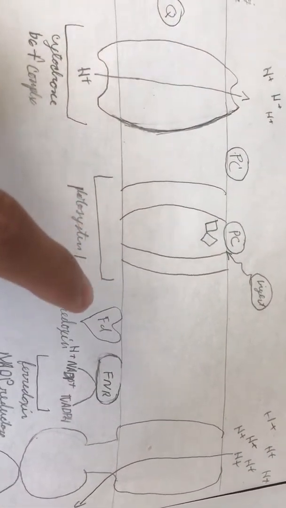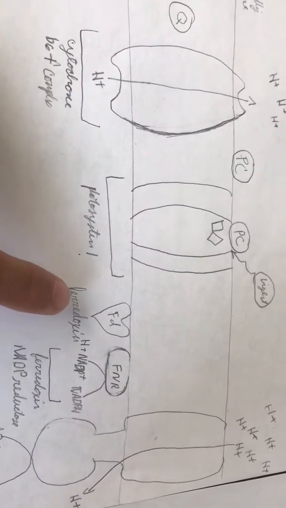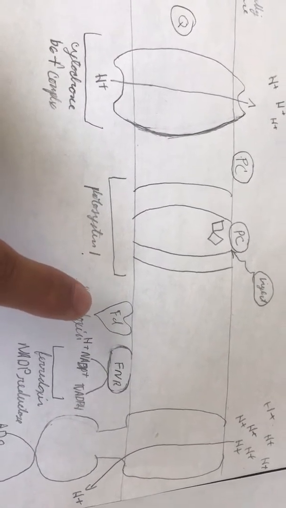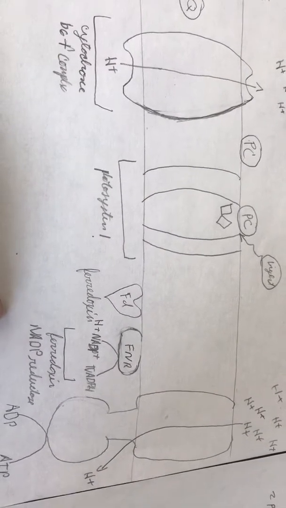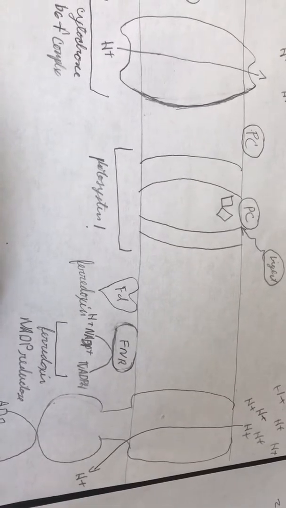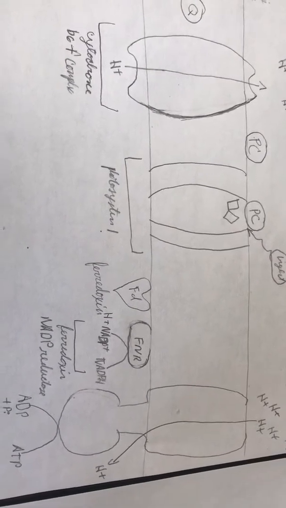as these electrons pass through photosystem 1, they are introduced to this little system over here called ferredoxin. From ferredoxin, the electrons travel to the ferredoxin NADP reductase, in which NADP plus is reduced to form NADPH, which carries energy within the cell.